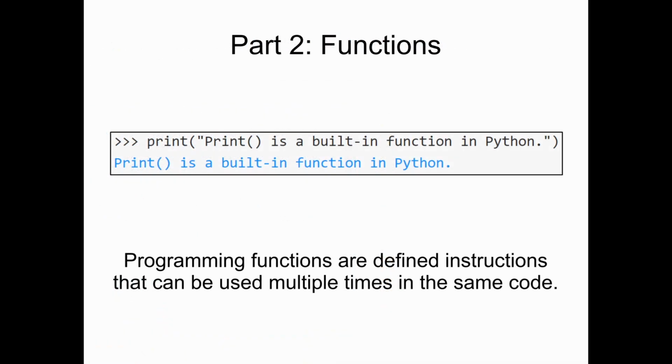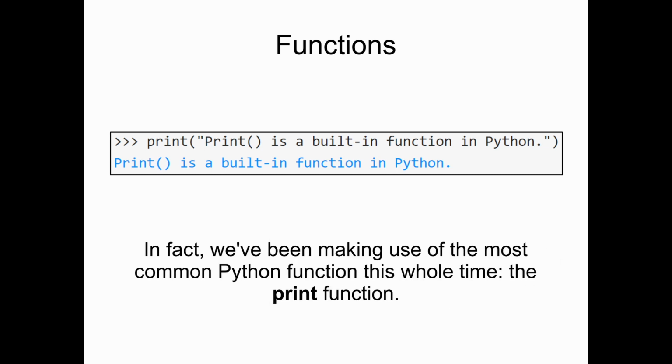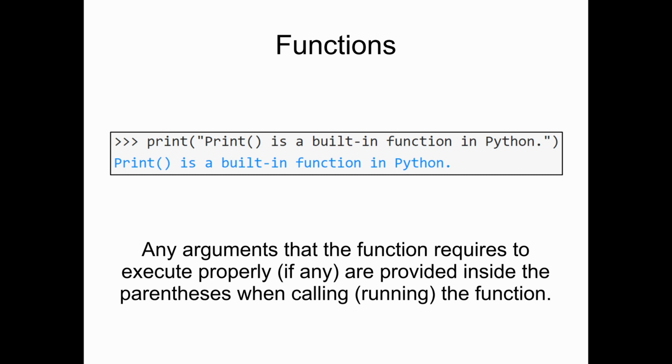Programming functions are defined instructions that can be used multiple times in the same code. If a specific set of instructions needs to be run multiple times in the same code, it is more efficient to create a function out of those instructions rather than input the same instructions again. In fact, we've been making use of the most common Python function this whole time, the print function. Any arguments that the function requires to execute properly are provided inside the parentheses when calling the function.